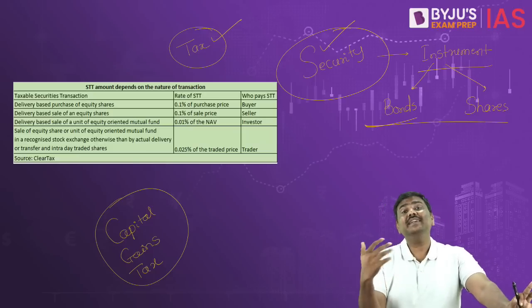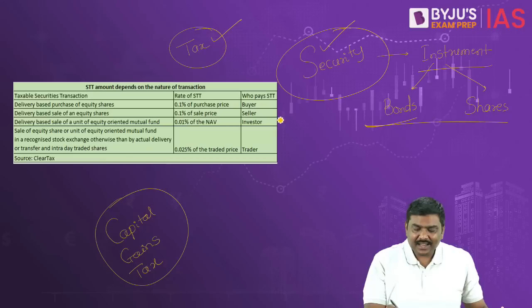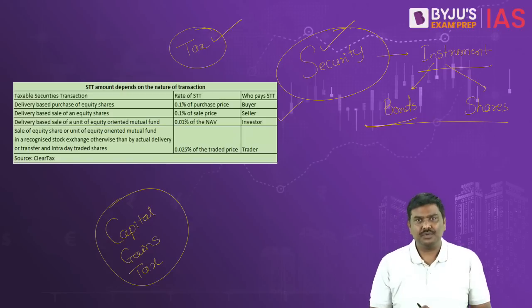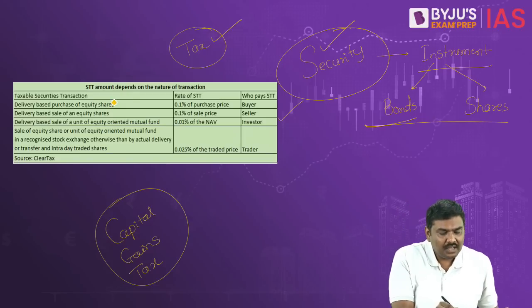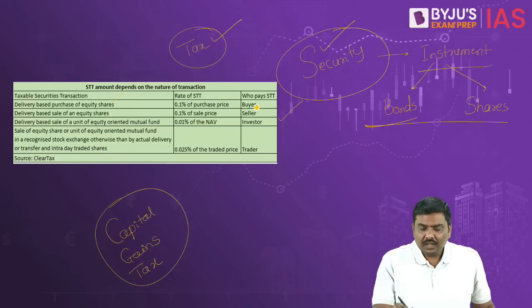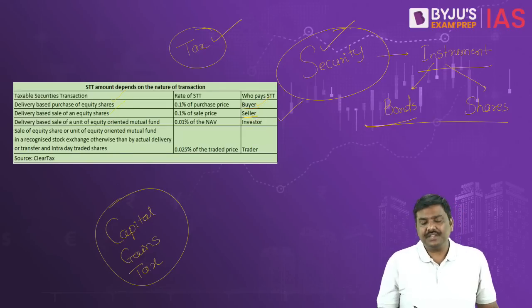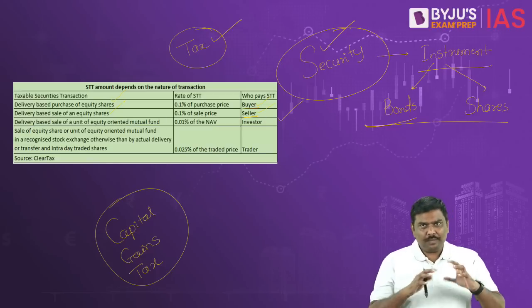Sir, on whom is the tax imposed? These are the kinds of transactions, and this is where the taxes are imposed. For example, have a look at this. Equity shares, right? Who pays the STT? Buyer. Right? Equity shares. Who will pay the STT? Seller. So the argument is simple here.